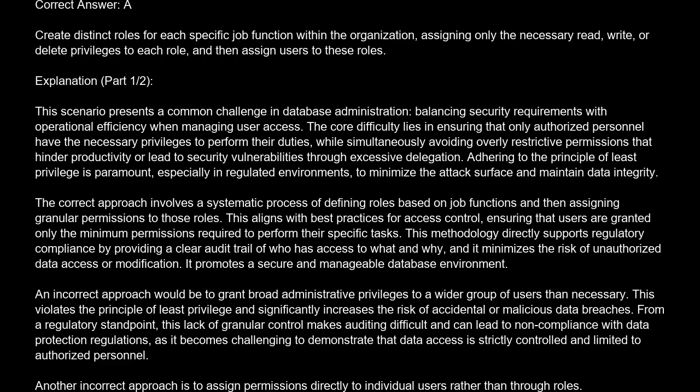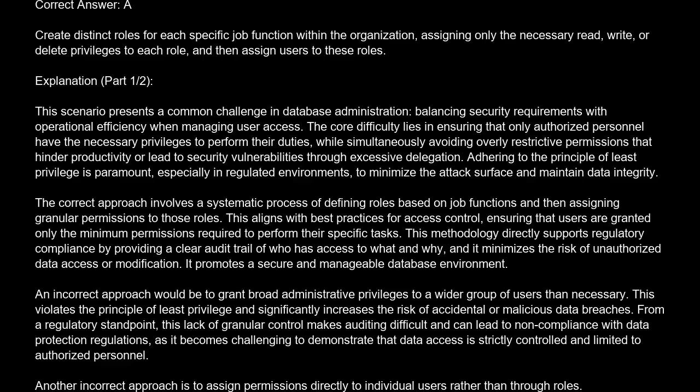data integrity. The correct approach involves a systematic process of defining roles based on job function, and then assigning granular permissions to those roles. This aligns with best practices for access control, ensuring that users are granted only the minimum permissions required to perform their specific tasks. This methodology directly supports regulatory compliance by providing a clear audit trail of who has access to what and why, and it minimizes the risk of unauthorized data access or modification. It promotes a secure and manageable database environment.